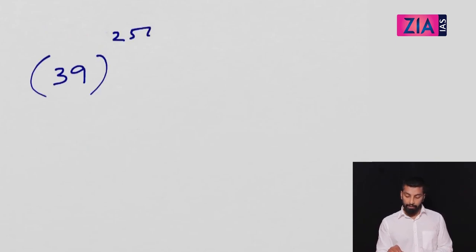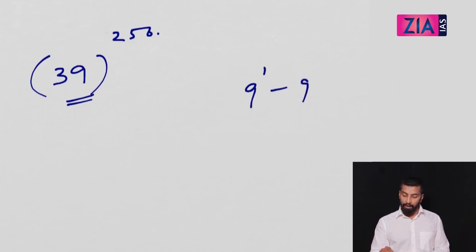So what about 9? Okay, number ending in 9. Let's suppose 39 raised to 256. So you need to convert this number in the bracket in such a way that it will end in 1. Okay. So what power of 9 will give you 1? 9 raised to 1, 9. 9 square is 1. Okay. So you need to convert it as 9 square.